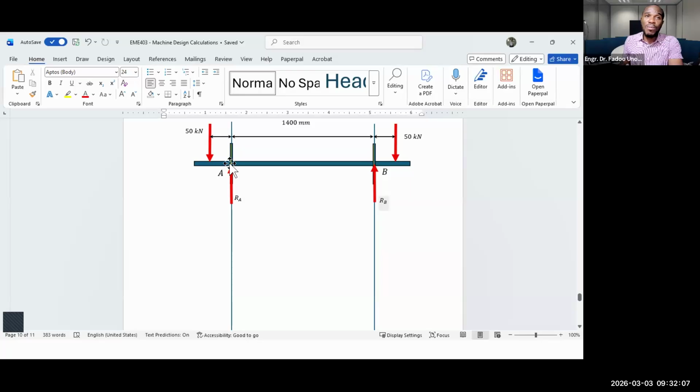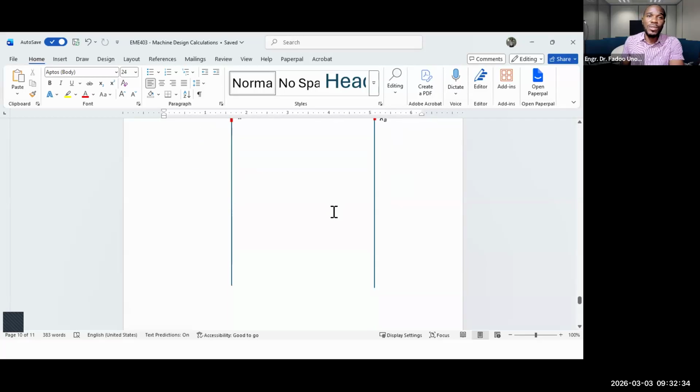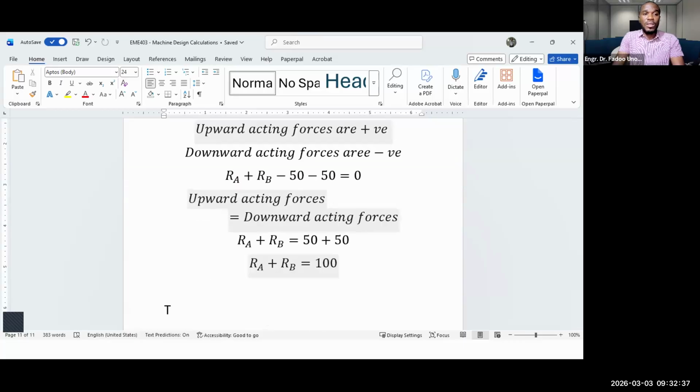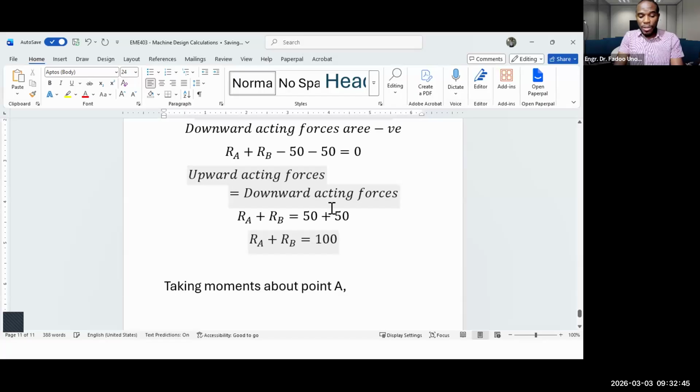So we will take moments either about point A or point B. Any one is fine. It will give you the same thing. You only find the other force. Okay. So let's take moments about point A. If we do that, then we're going to eliminate RA, because the moment of RA about point A is 0, right? Because RA acts exactly at point A. So we will say taking moments about point A, okay? That will give us this.